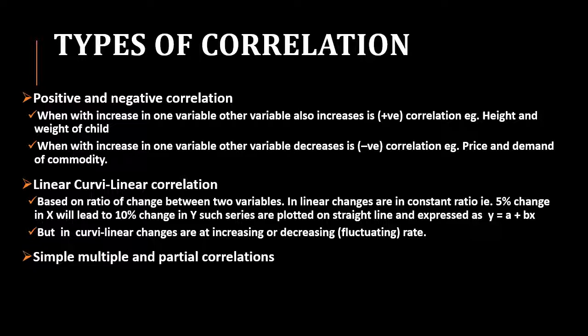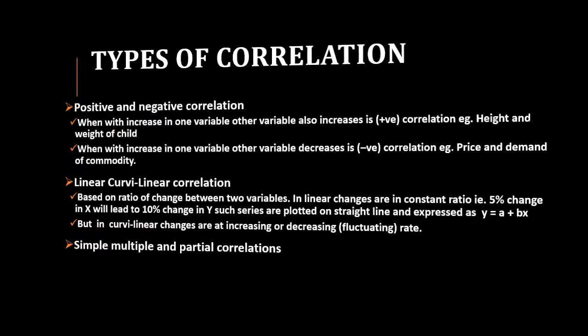When more than two variables are studied, this is the problem of multiple or partial correlation. For example, factors like rainfall, fertilizers, agricultural production, different factors have different impact. In multiple correlation, one is the dependent variable and the others are independent variables, and we study the impact of independent variables on the dependent variable. And when we study the impact of an independent variable on the dependent variable, keeping all other factors constant, this is partial correlation. We will study the concept of multiple and partial correlation further in detail.